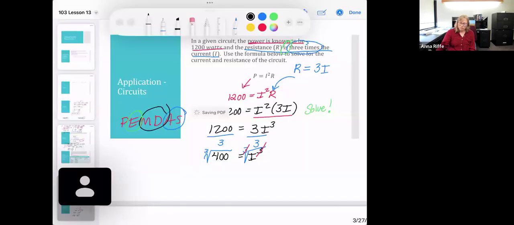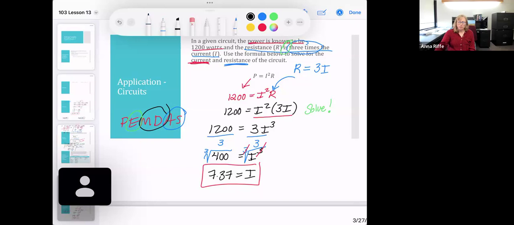So 7.37 is equal to the current. That's one of the things that I was asked for. We solved for the current. We are asked to solve for the resistance as well.